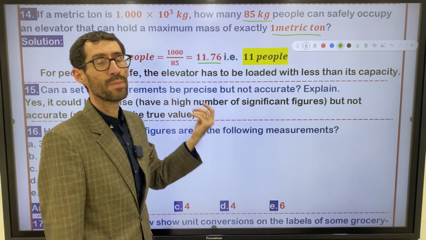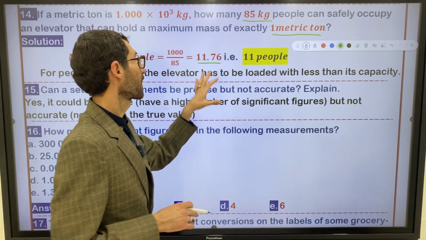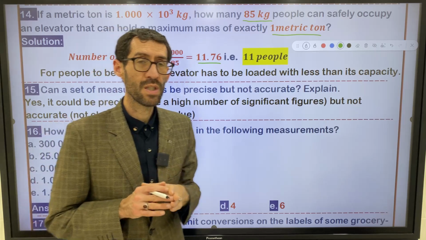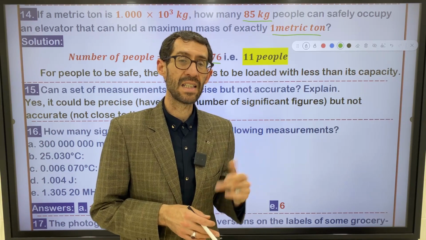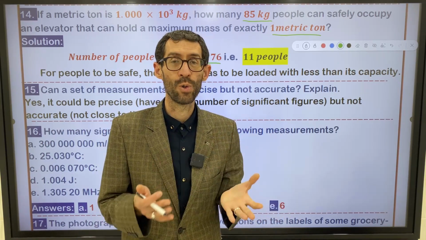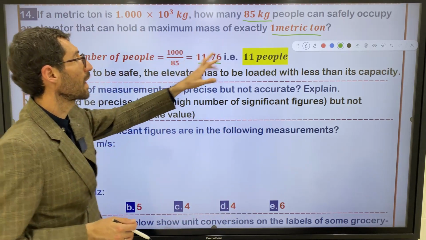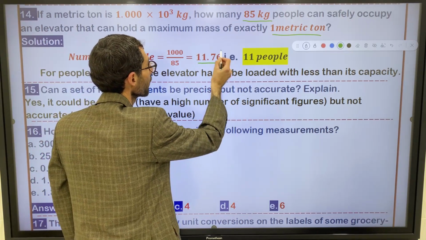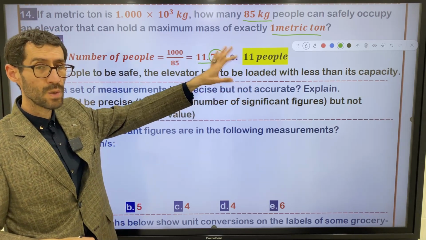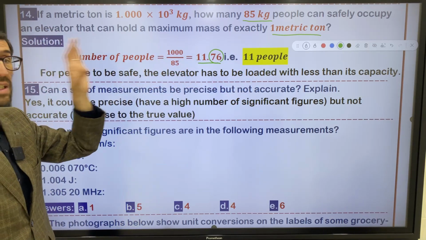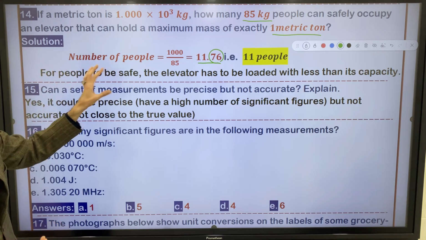In order to provide safety for the passengers, you have to load the elevator less than its capacity, right? This is our goal. We want to provide safety for the passengers. So just remove the estimated part, and it will be 11 people. So 11 people can enter the elevator without any problem. And we have an explanation here.